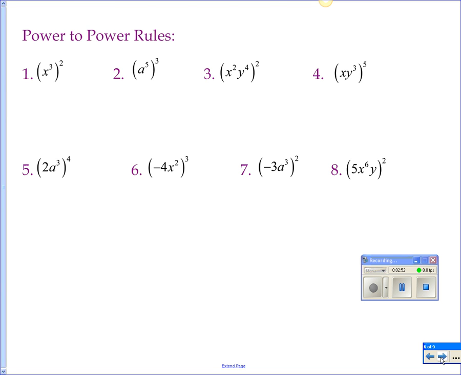Parentheses. What do parentheses mean to do? Add, subtract, multiply, or divide? Multiply. So I multiply the little one. So what's 3 times 2? So it's x to the 6. Okay, x to the 6.